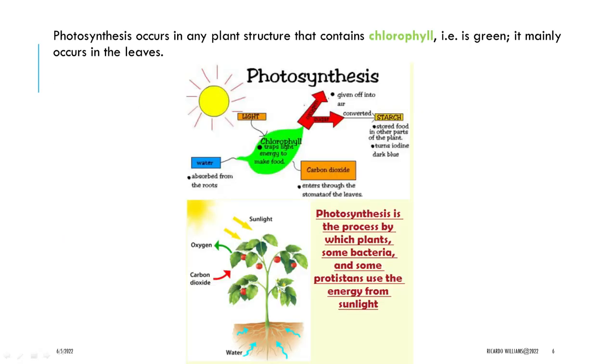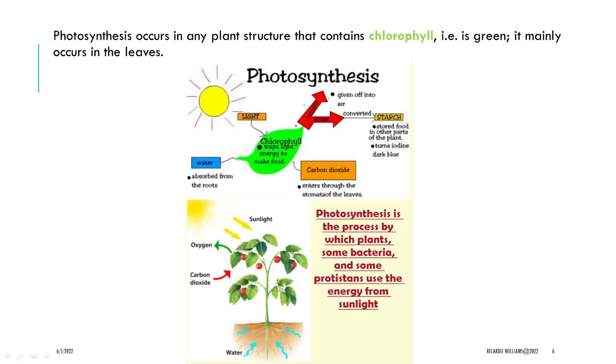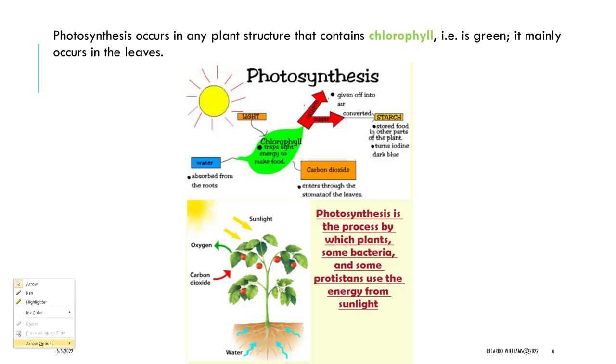Moving on. The process can be summarized using this illustration right here. We just mentioned that we get the water from the roots of the plant, we get the sunlight from the sun, and we get carbon dioxide which diffuses into the leaf. Remember, under the lower side of the leaf there are some tiny holes, we call them stomatal pores. These stomatal pores are the openings through which carbon dioxide can diffuse into the plant. So on the underside, carbon dioxide diffuses into the leaf.